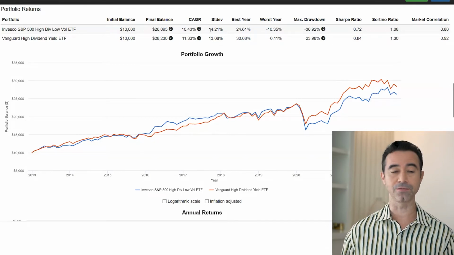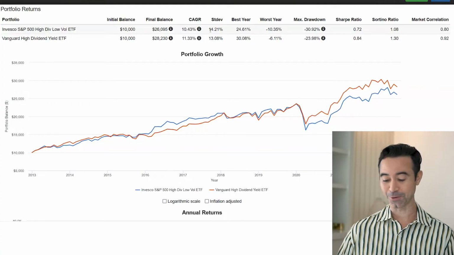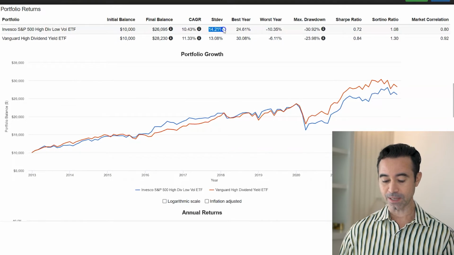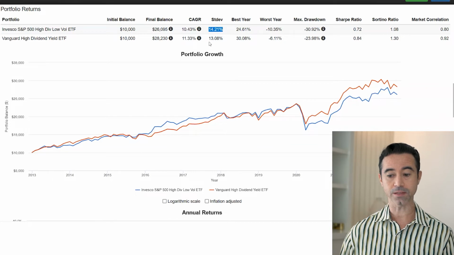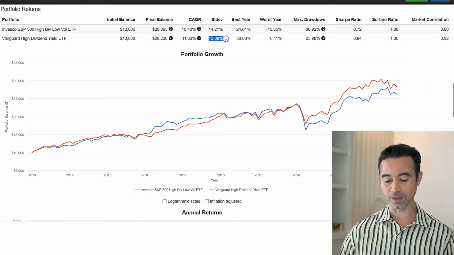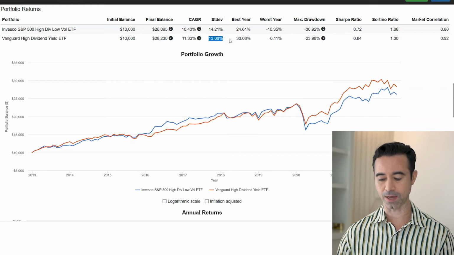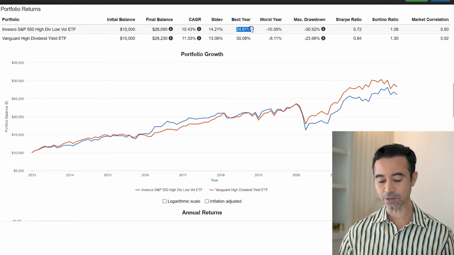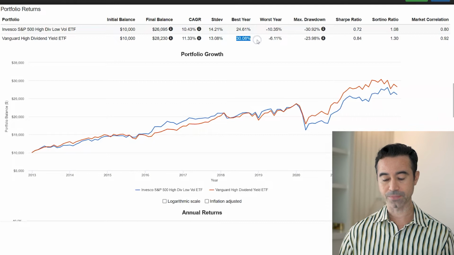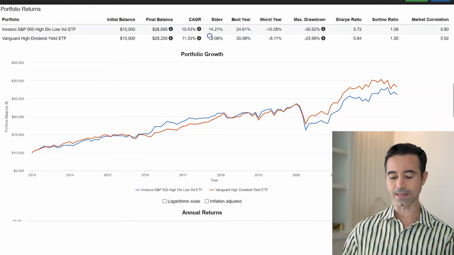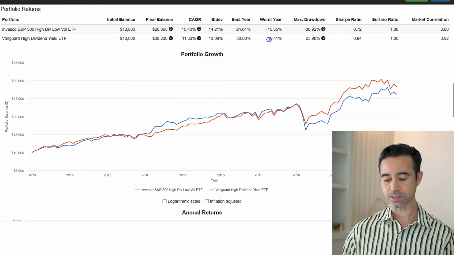Now the next thing is standard deviation. Remember, SPHD uses standard deviation to try to find lower volatility stocks. What is interesting here? I am shocked. I don't know why this is. So the standard deviation for SPHD is higher, so it's more volatile than the standard deviation of the Vanguard VYM ETF, okay? Next up, the best year is better for VYM. It has lower volatility, apparently. The worst year was better. Negative 6% is the worst year.